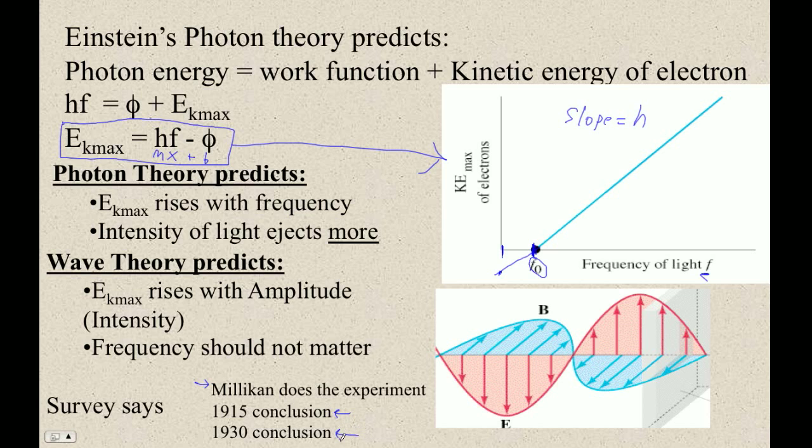In 1930, the version of the book that I have, he changed the conclusion to read, the results confirm the now well-accepted photon theory of light proposed by Albert Einstein. Okay, so there you have it.